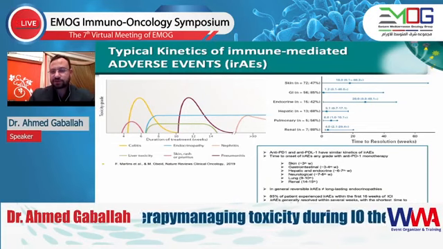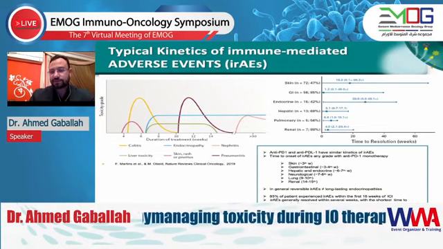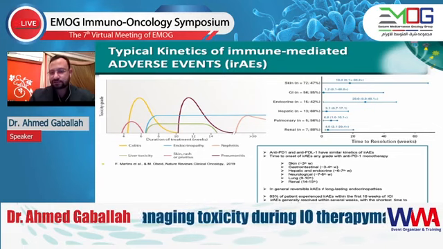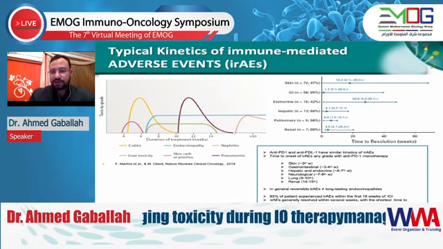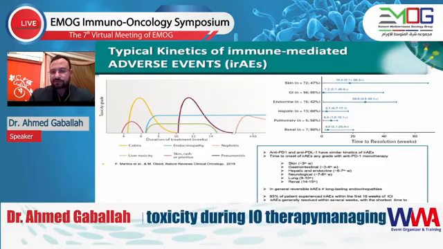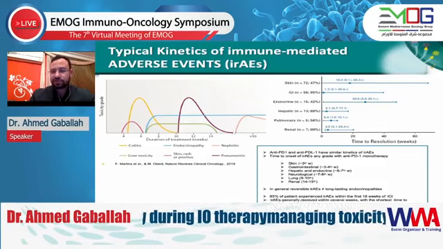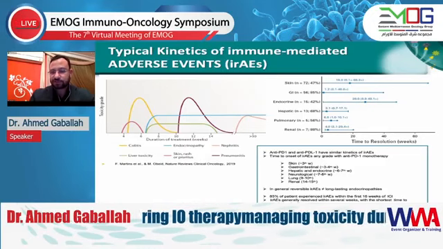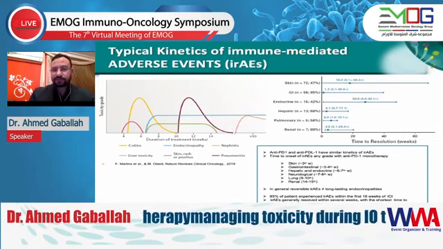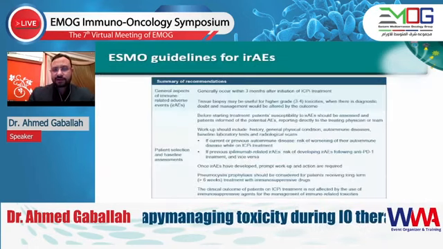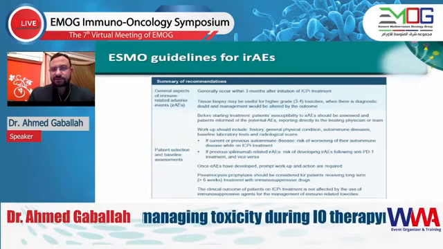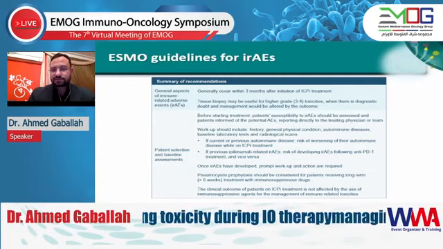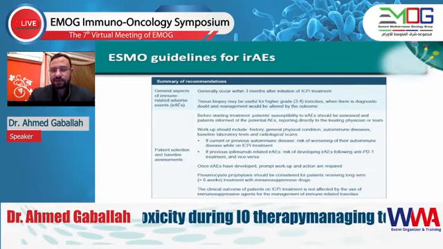Usually, the skin reaction occurs within 3 weeks of initiation of the treatment, followed by colitis and GI symptoms, which occur after 3 to 4 weeks. Most of the patients, 85%, experience the immune-related adverse event within 16 weeks of initiation of the immune checkpoint inhibitor treatment, and they resolve within several weeks. We have the ESMO guidelines for treating immune-related adverse events. As we said, most patients experience this within the first 3 months of treatment.